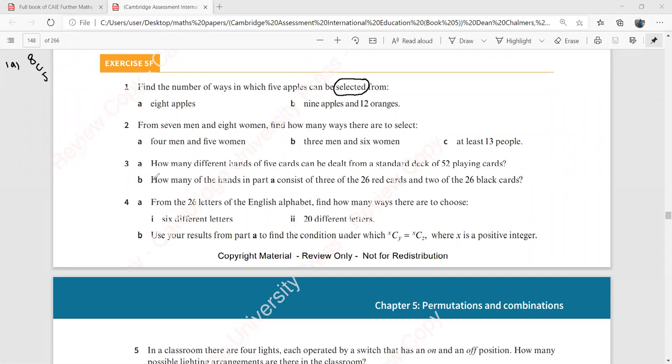From 9 apples and 12 oranges. So this means you have to do it 9C5 times 12C0. We don't need any orange over here. We have 9 apples and we need to select 5 apples. So that is why this is going to be 9C5, and we don't need any orange. That is why I have times 12C0.